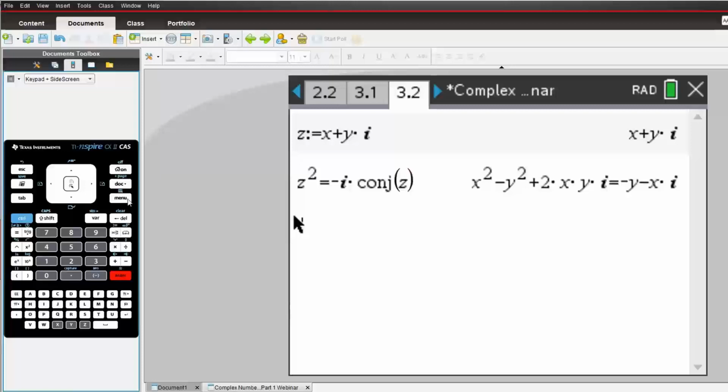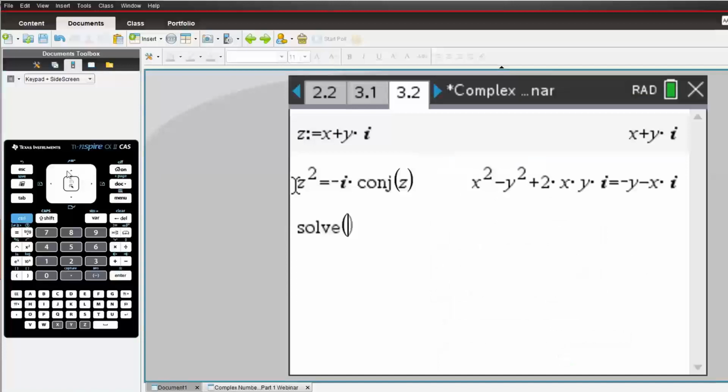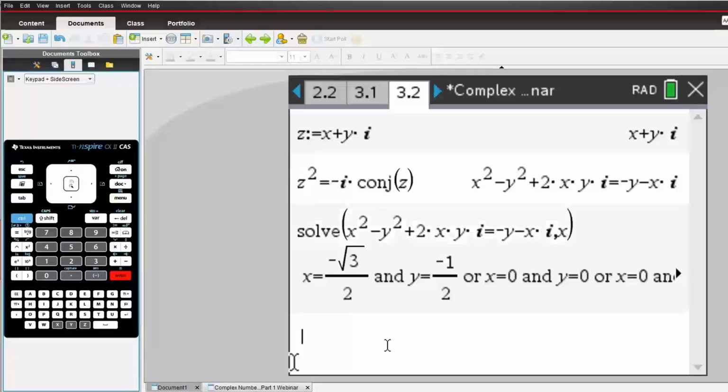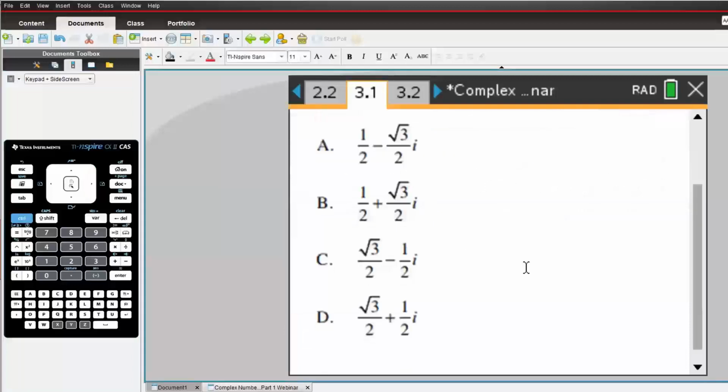Now what I can do, I can go menu algebra solve, and I wish to solve this equation, and I, let's say, comma x. So I get a series of solutions here. If I go up and scroll to the right, I can see that one of the solutions is x is root 3 on 2, y is minus a half. So I need to go back here, root 3 on 2 minus a half. Therefore, the answer to this question will be C.